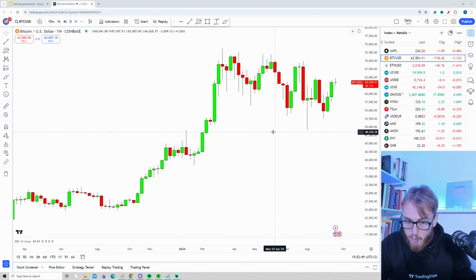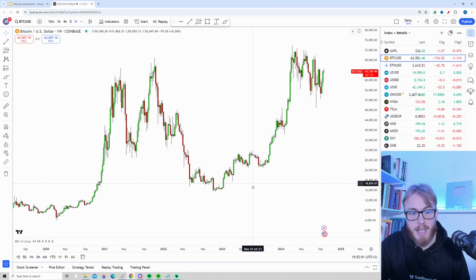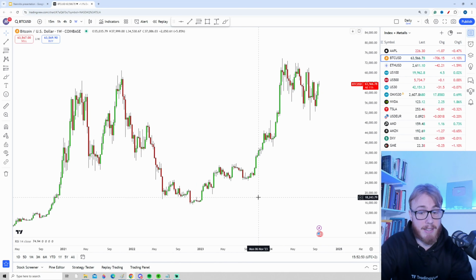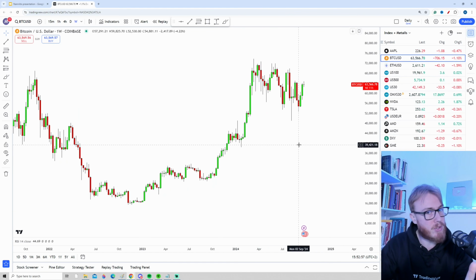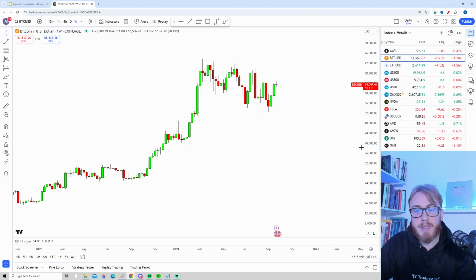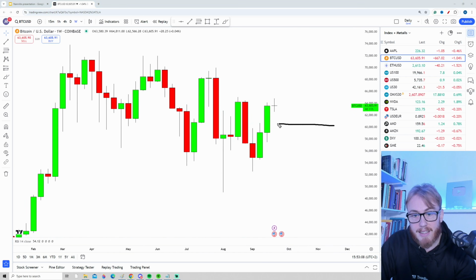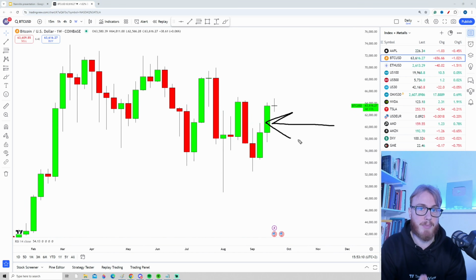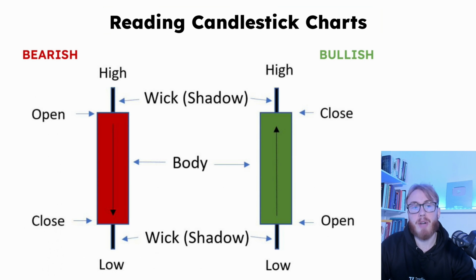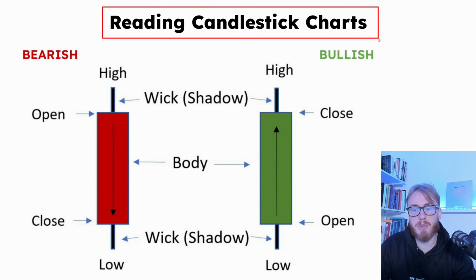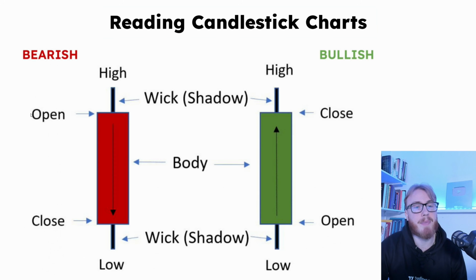Now, before we can take a look at candlestick charts and make our analysis to know when to buy and sell, before we can put all the candles together, we need to know how to read and understand individual candlesticks. So let's do this now. Alright, so now let's take a look at how to read candlestick charts. The very first thing we need to know is that we have two types of candles.